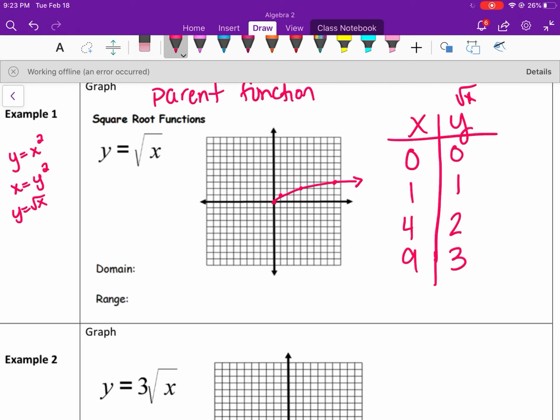You can plug in any real number and square it. But for the square root, you can only square root all x values that are greater than or equal to 0. Which means that, remember, your domain is your input, your x's, and your range is your output. So then all your outputs are going to be y values that are greater than or equal to 0.